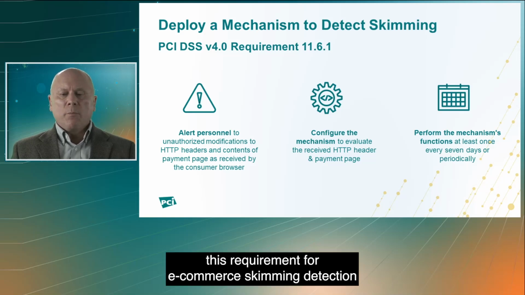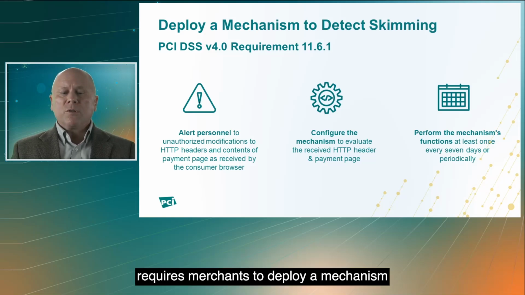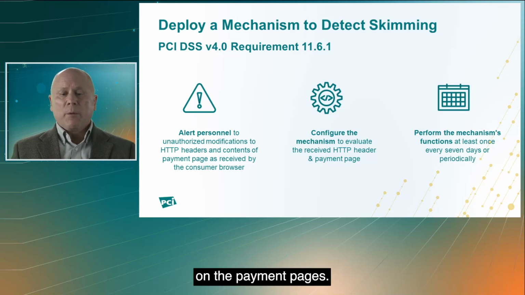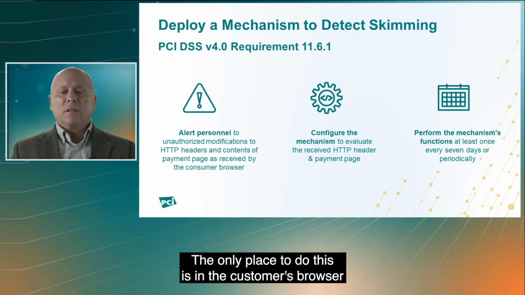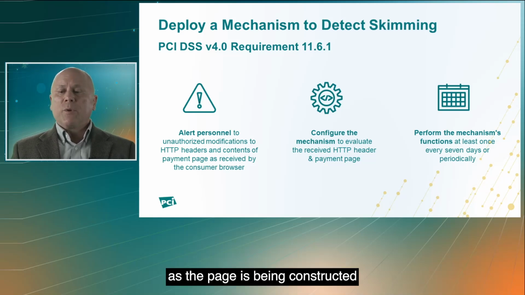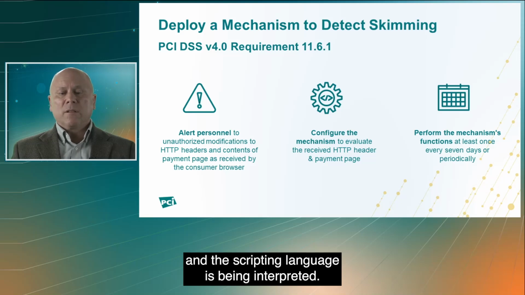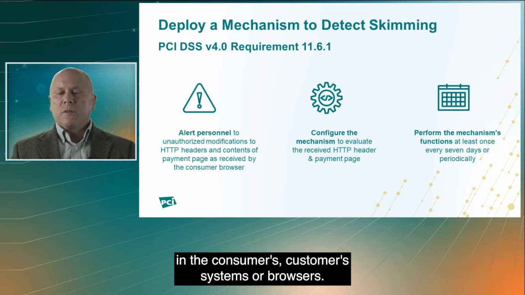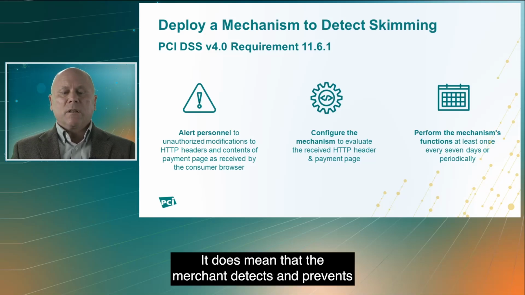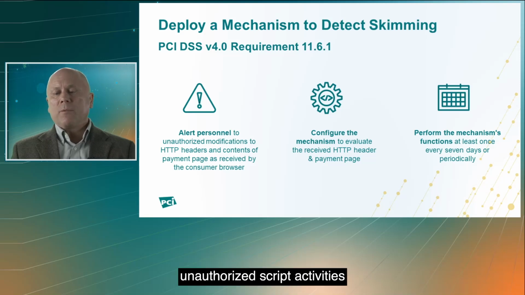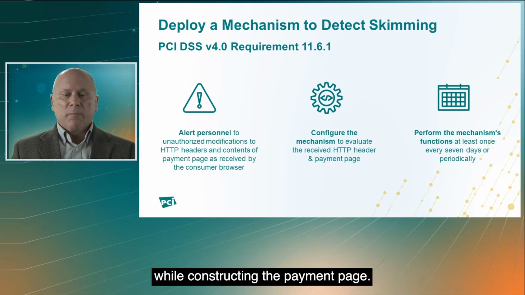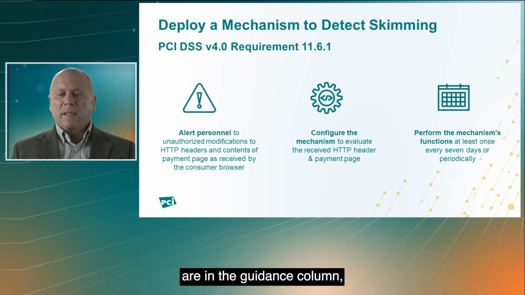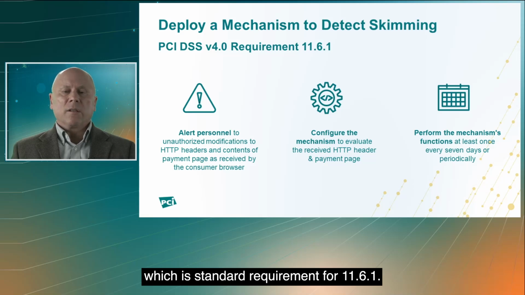Important to note, this requirement for e-commerce skimming detection requires merchants to deploy a mechanism that detects changes or indications of malicious activity on the payment pages. The only place to do this is in the customer's browser as the page is being constructed and the scripting language is being interpreted. This does not mean that the merchant installs software in the customer's systems or browsers. It does mean that the merchant detects and prevents unauthorized skimming activities while constructing the payment page. Here again, the details and examples of how to do this are in the guidance column, which is the standard requirement for 11.6.1.